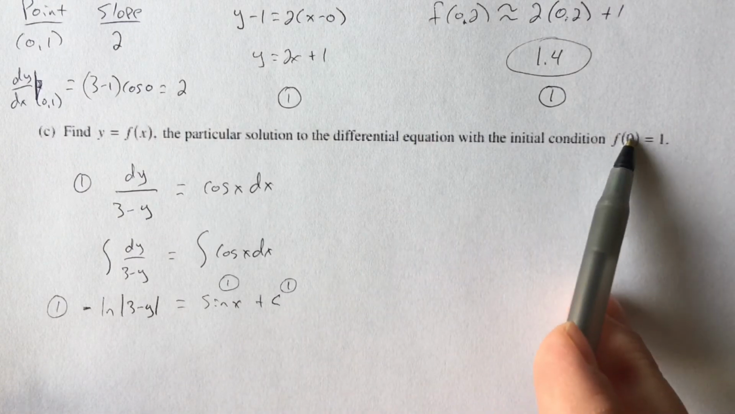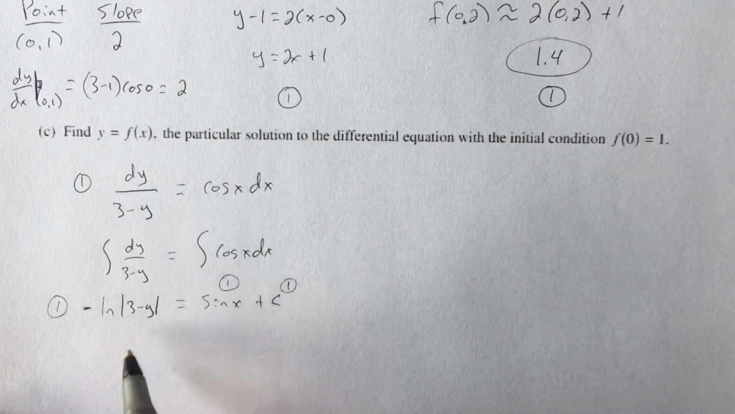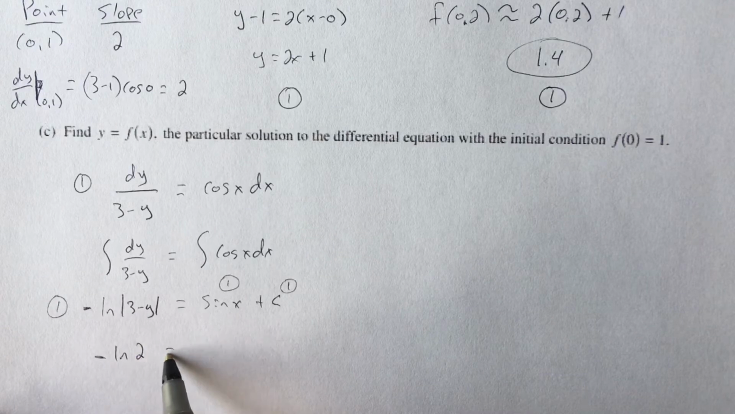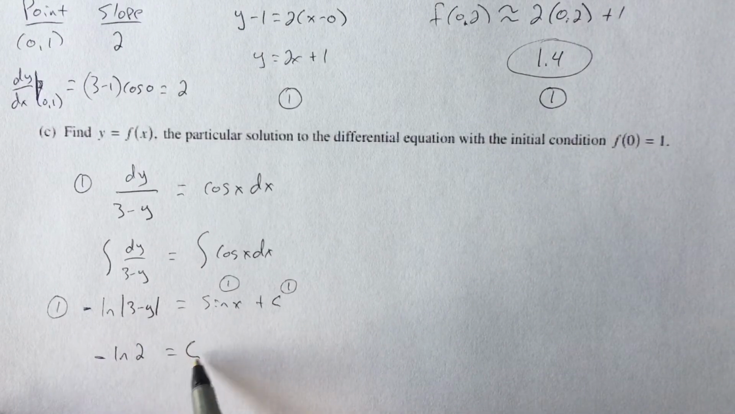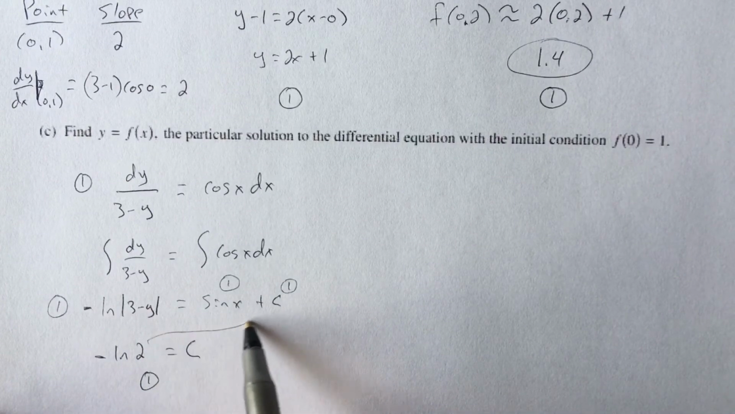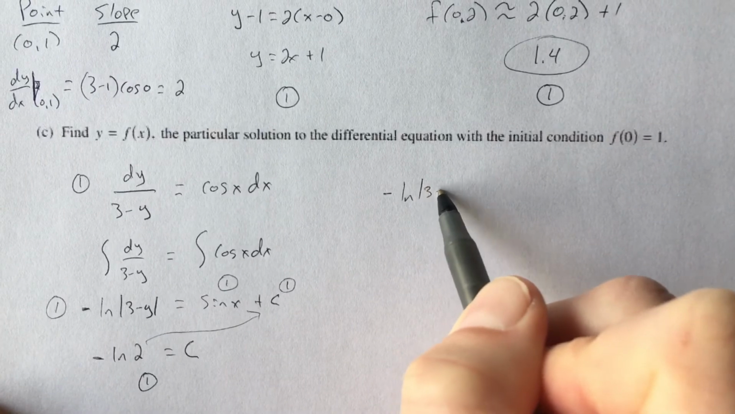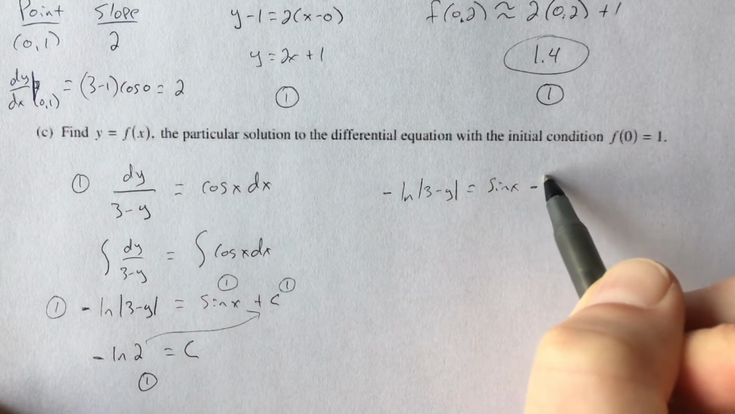So we're going to put 0 in for x and we're going to put 1 in for y. So we get the negative natural log of 2 equals the sine of 0, which is 0, plus C. So we end up with C equal to the negative natural log of 2. They would have given you 1 point for that. Okay, plug that back in. We get the negative natural log of 3 minus y equals sine x minus natural log 2.